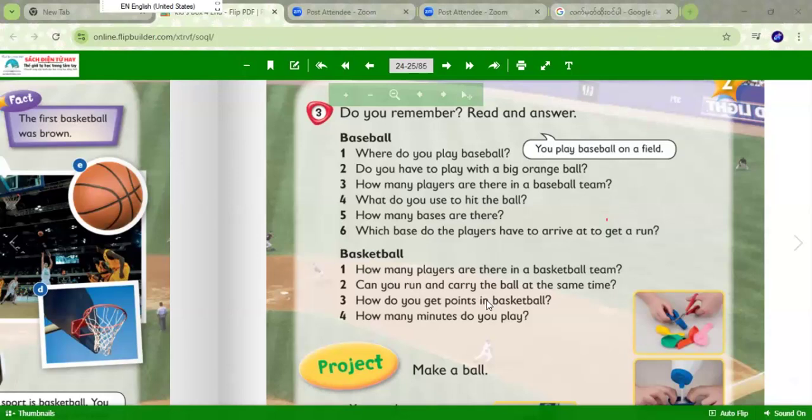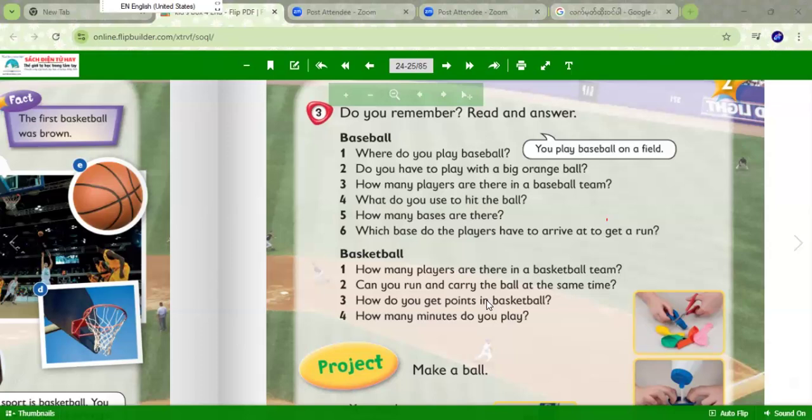So what about number 2, basketball? How many players are there in a basketball team? There are 5 players in a basketball team. Very good. There are 5 players in a basketball team.